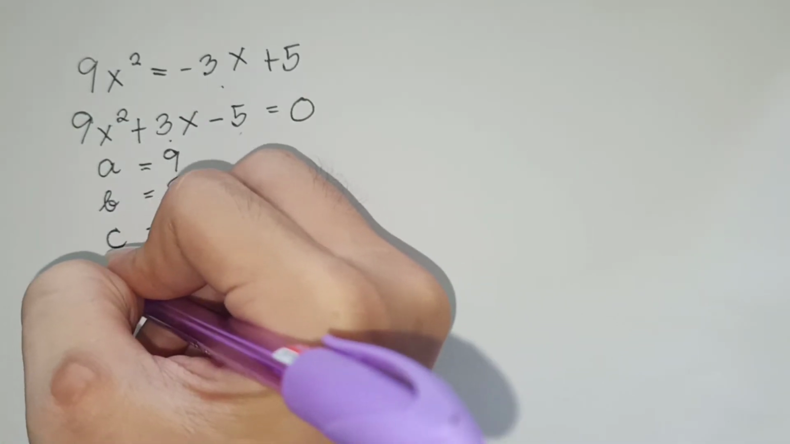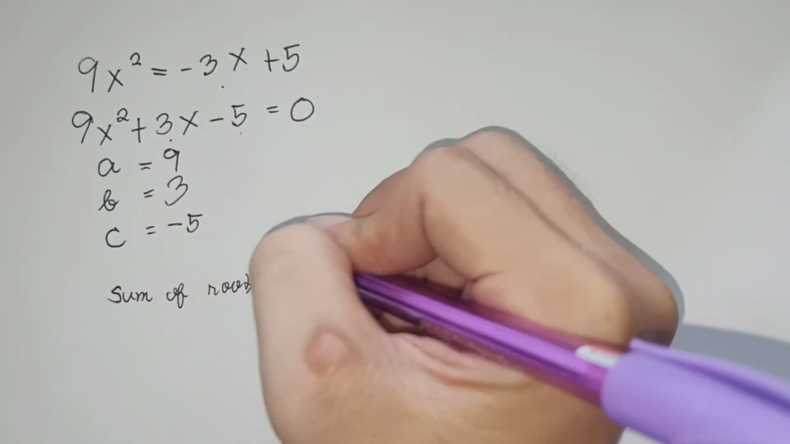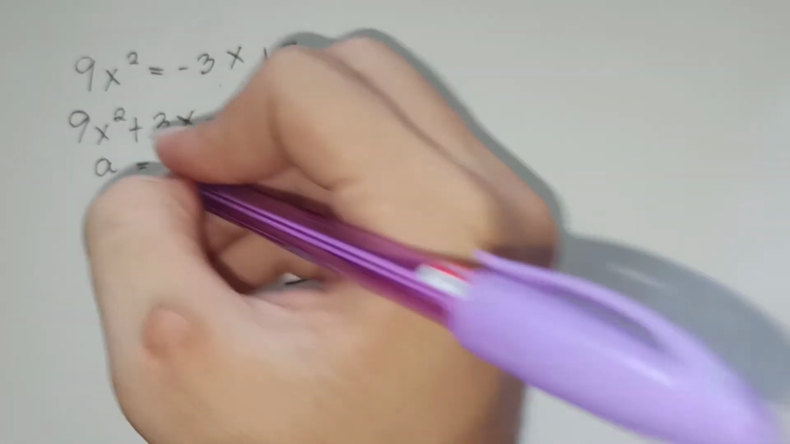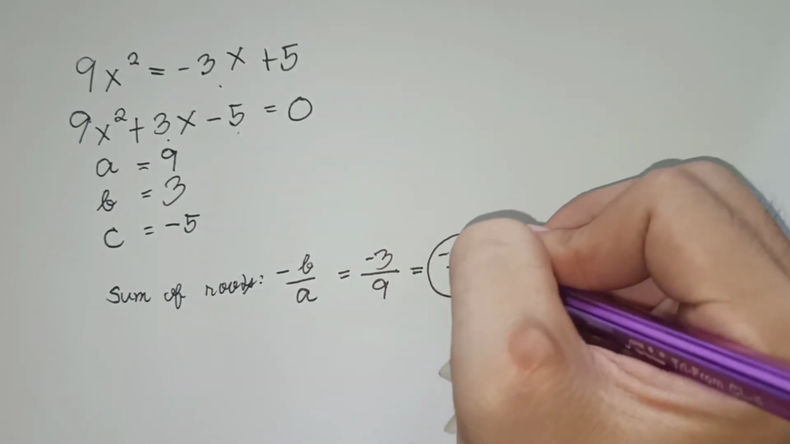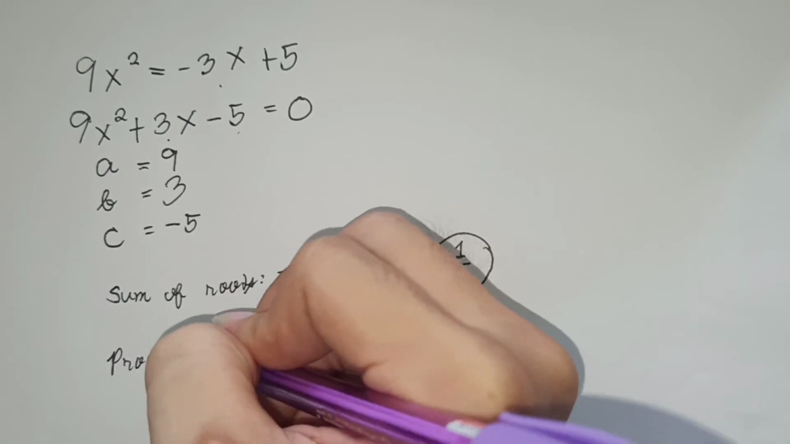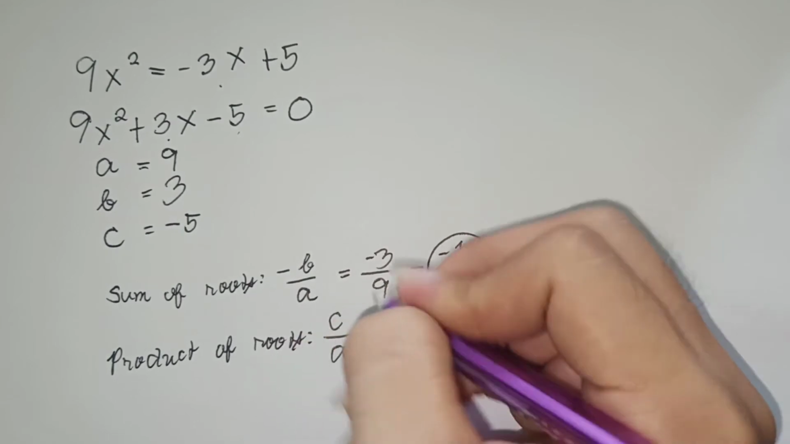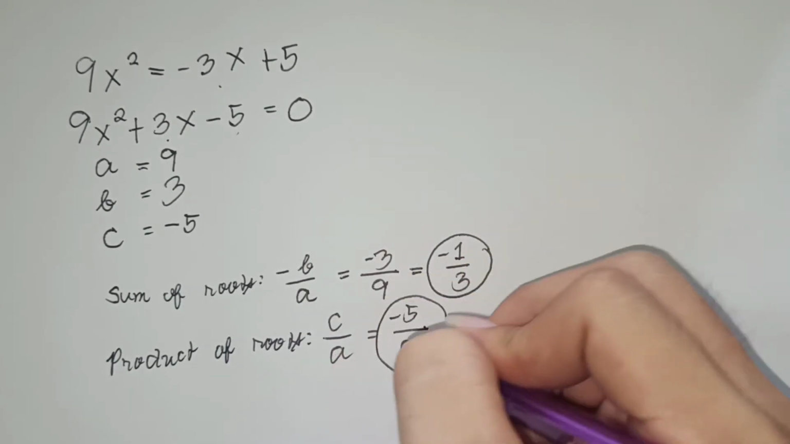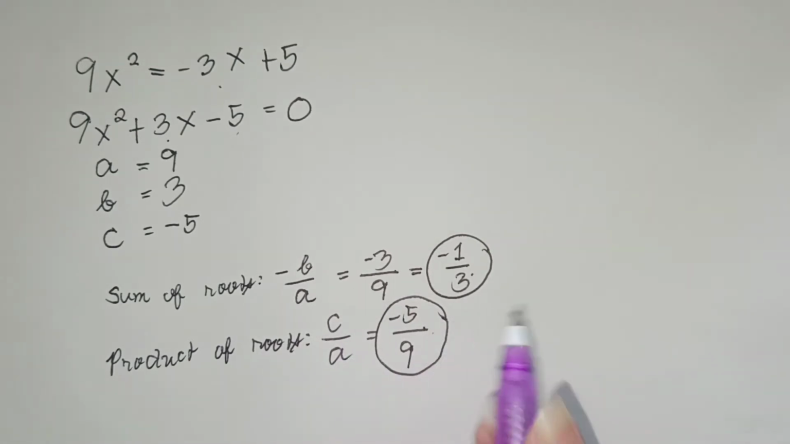Now it's time to solve for the sum of the roots. We have negative b over a, then substitute the values. We have negative 3 over 9. We can reduce it. Both are divisible by 3. So we have negative 1 over 3. Now for the product of roots, we have c over a, then substitute the values. We have c is negative 5 over a, which is 9. So the sum of roots is negative 1 over 3 and the product of roots is negative 5 over 9.